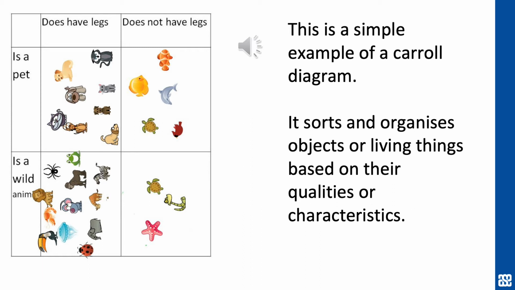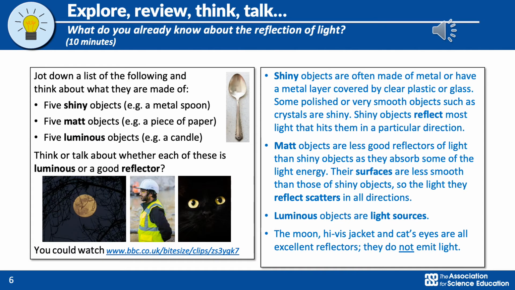So in this one, we've got, is it a pet? Does it have legs? So if it's a pet and it has legs, it goes in that box. If it's a pet but it does not have legs, also fish, things like that, that goes into that box. And you can see quite clearly there how they've been organised. So we're just thinking what we already know about the reflection of light.